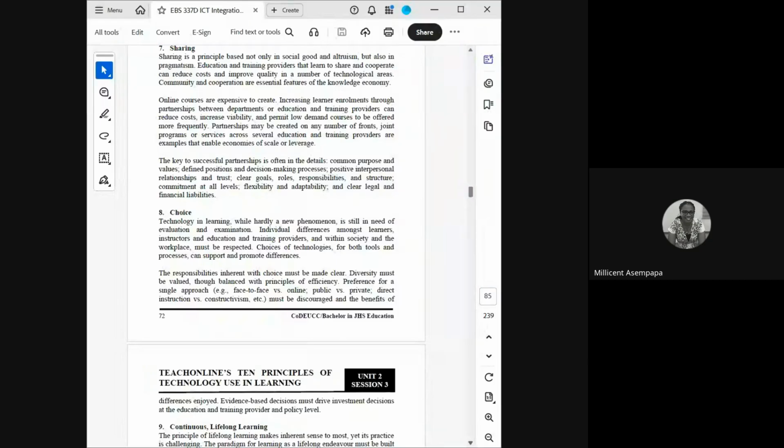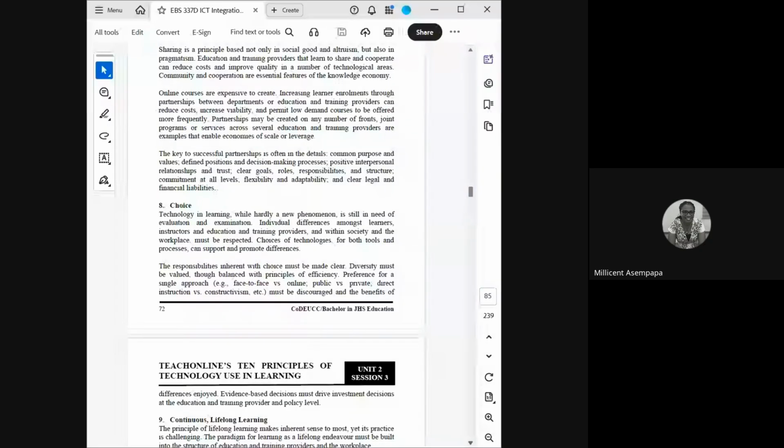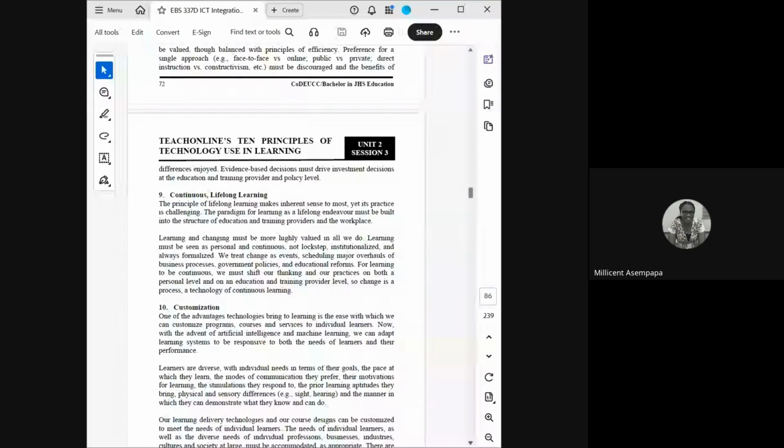So when you're talking about technology, have at the back of your mind that we are talking about the tools, as in the hardware tools and the software tools, and then the process. So there should be different available tools and processes or technologies that people can select from. Learners can select, make their choice. Instructors or teachers can equally make their choice.